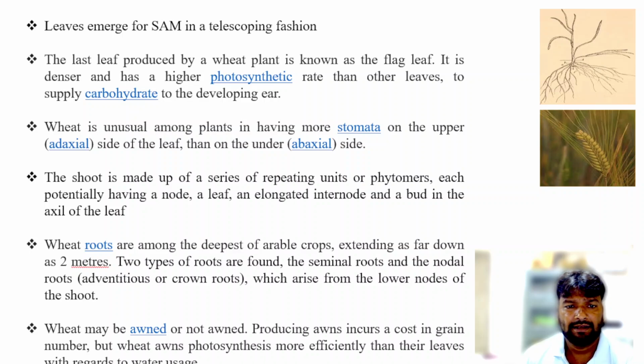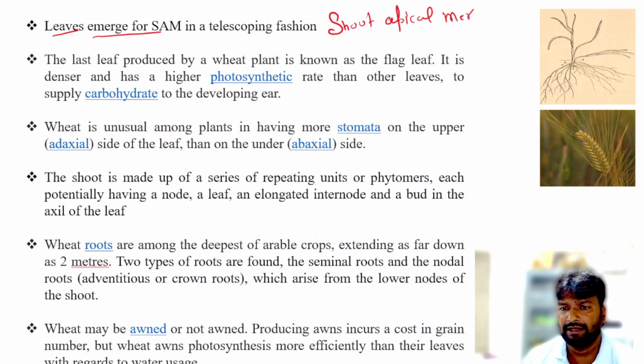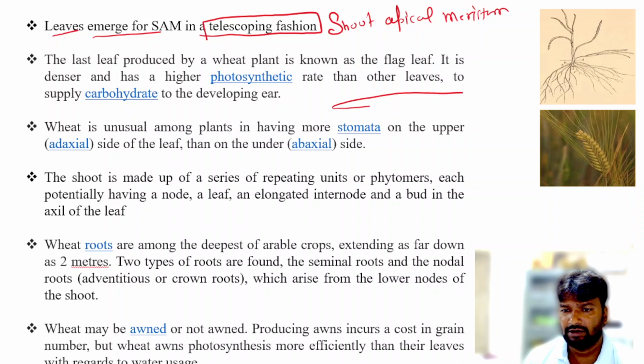Also, leaves emerge from the stem, that is known as the shoot apical meristem, in a telescopic fashion. How does a telescope extend? Like this. So in this fashion your root emerges. Okay, this is the development of the telescopic fashion.